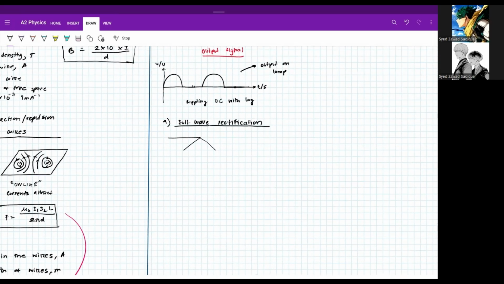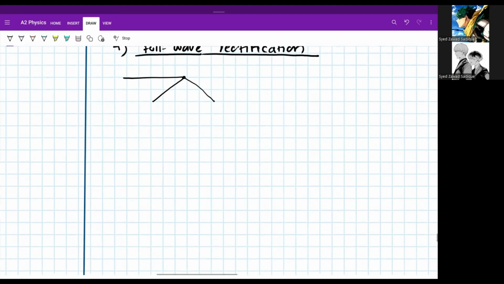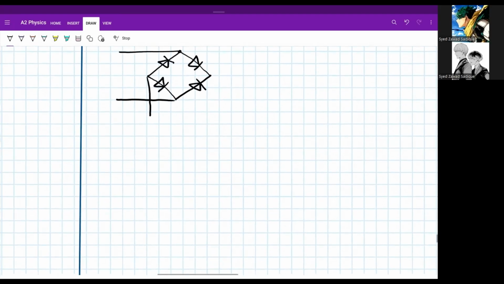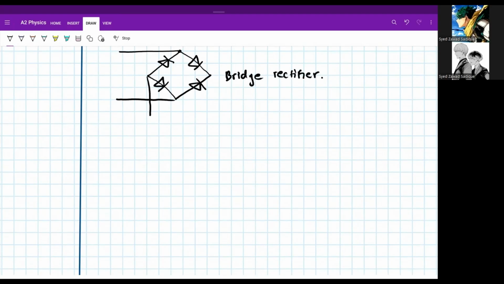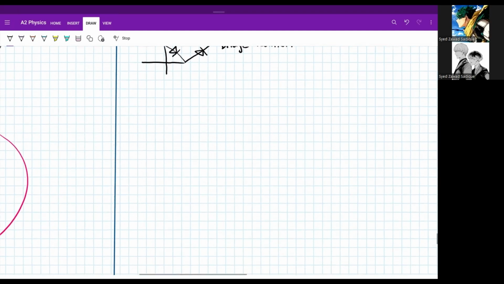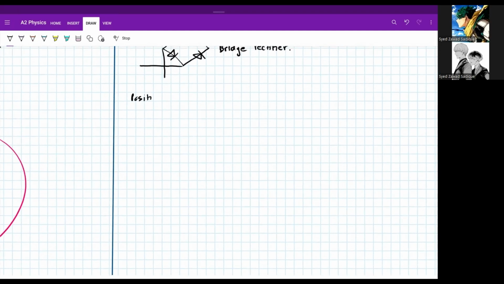In bridge rectification, there are 4 diodes. This is 1, this is 2, this is 3, and this is 4. 4 diodes that help to reverse the direction of voltage. It's called a bridge rectifier. Now, for the positive half cycle, right?